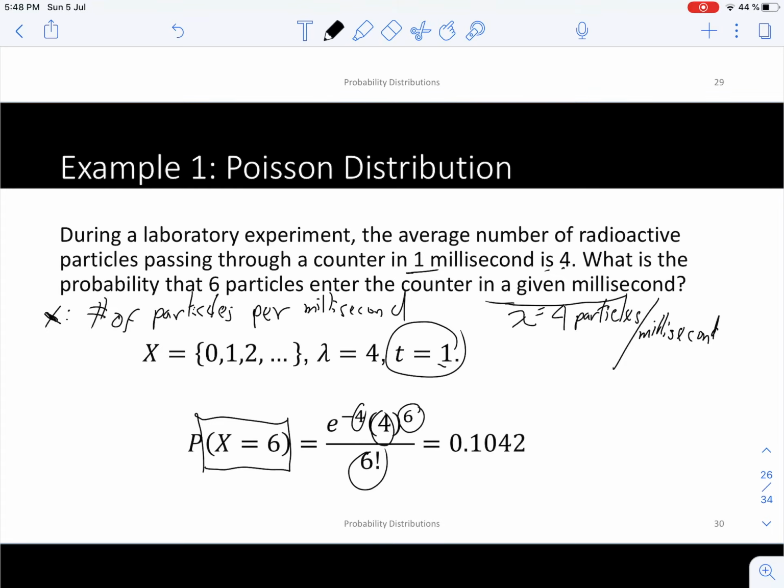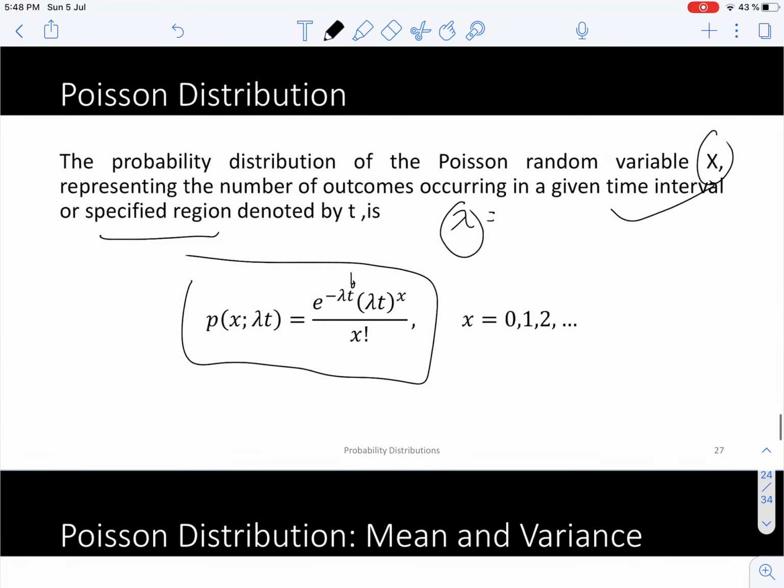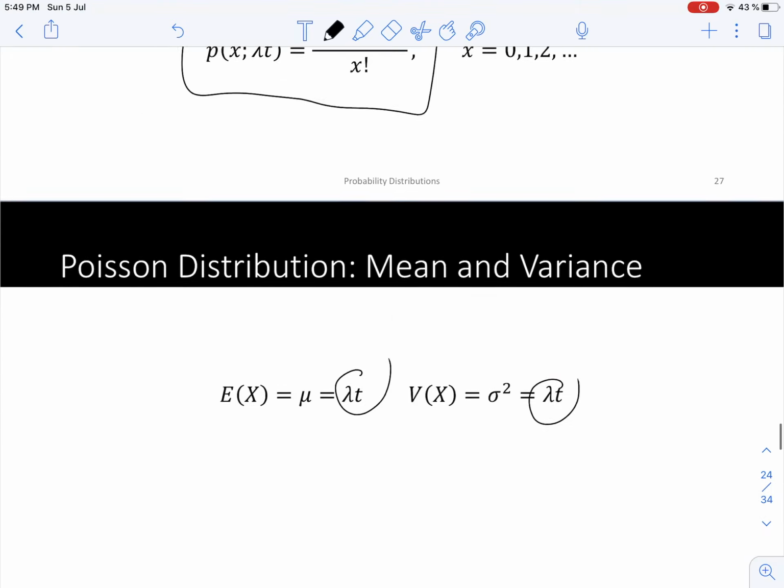So if for any reason, in a different example, we're asked to find the probability for the same number of particles, but in 2 milliseconds, then in that case what we're changing is the interval, t. In some books, they don't use t; in the equation you will see only lambda, and t is not included. If you see something like that, it's not a big issue. You just have to adjust lambda in case the interval changes. So you just multiply by t, and that's it.